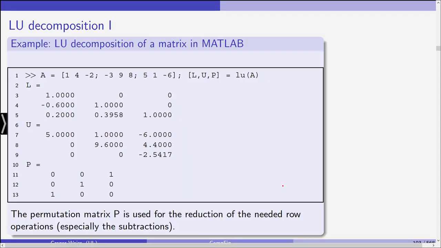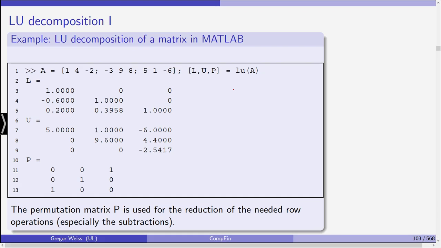Now, let's do this in MATLAB. We are using the matrix A: 1, 4, minus 2, minus 3, 9, 8, 5, 1, minus 6. And we use the MATLAB function LU of A, which gives you L and U, and also the permutation matrix P, which was used to get this LU decomposition of A. So that's L, U and P.